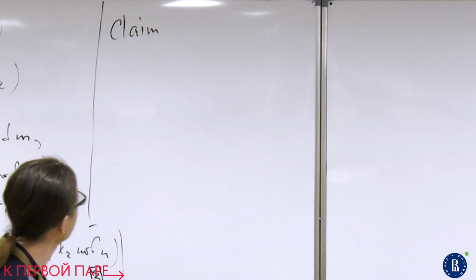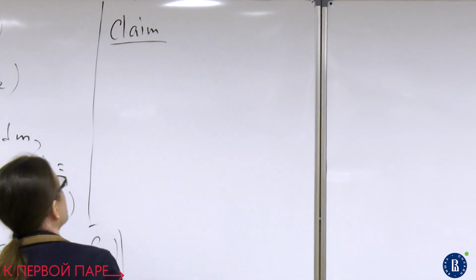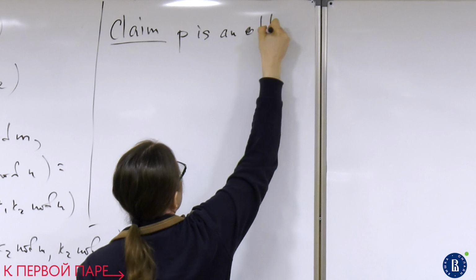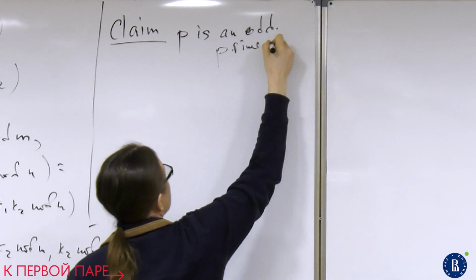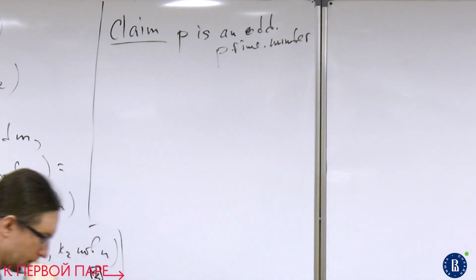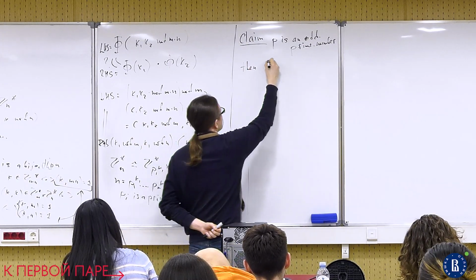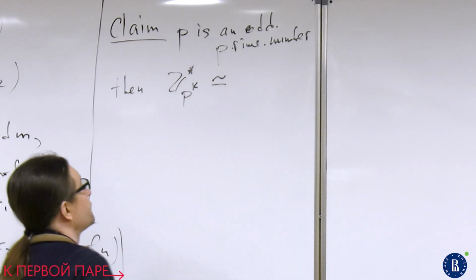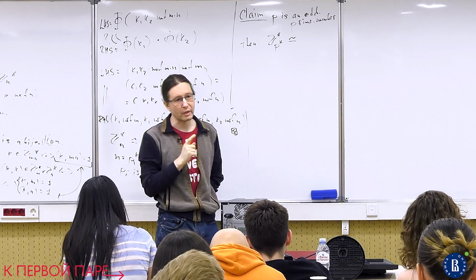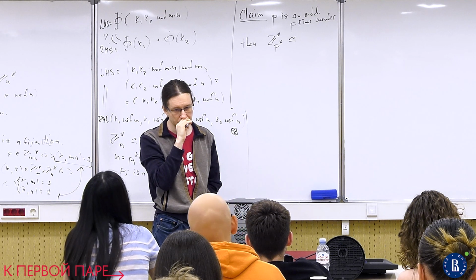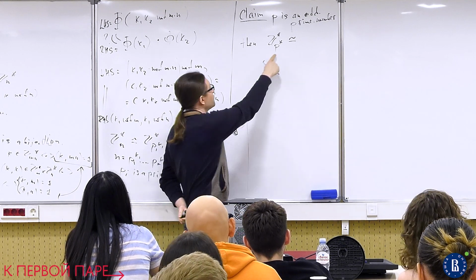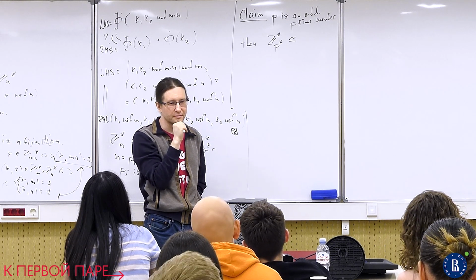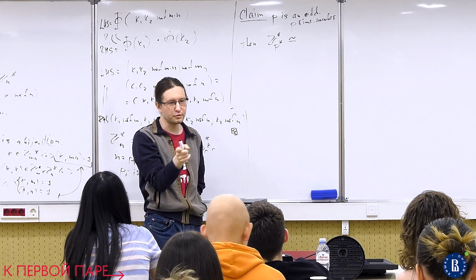So I'm not going to prove this claim. I just want to formulate the claim itself. So suppose p is an odd prime number. Then Z p to the k star is cyclic. And if it's cyclic, then how many elements do we have here? No, we have p to the k. No, just p minus 1. Too few and too many.